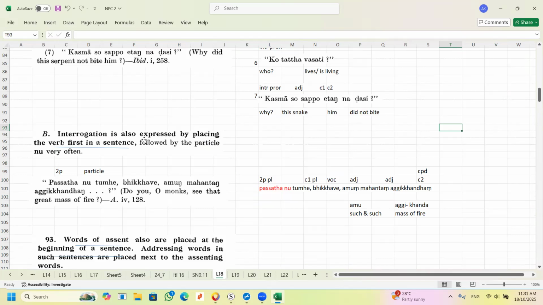Interrogative is also expressed by placing the verb first. You see, this is Pali. This is really a Pali structure. See, this is not normal. Okay, can you see the word?